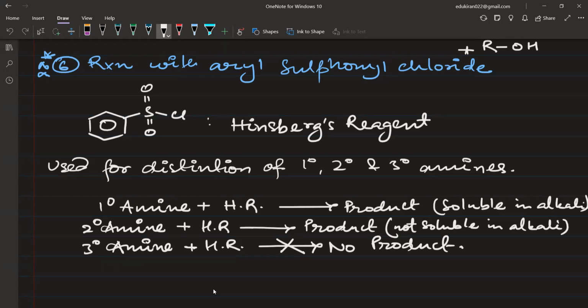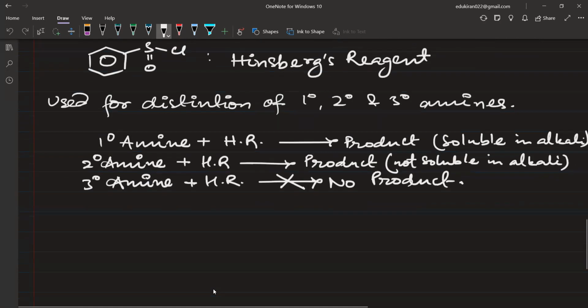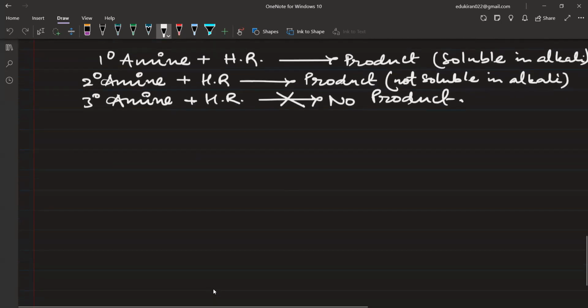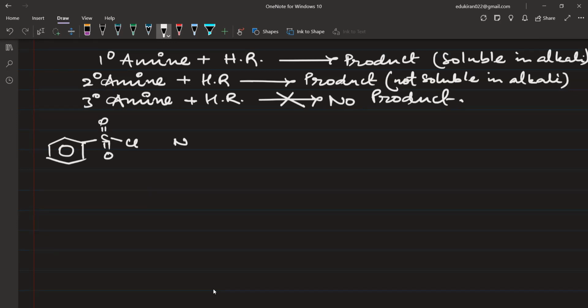First of all, see how the distinction will happen. One is soluble in alkali and one is not soluble in alkali. What is the difference between 1 degree, 2 degree, and 3 degree? The main difference here is 1 degree has 2 hydrogens, 2 degree has 1 hydrogen, 3 degree has 0 hydrogen. That means for the reaction to happen, we should have at least 1 hydrogen attached to the nitrogen. So if you have 1 degree amine, the reaction will be something like this: the benzene ring with sulfonyl, S double bond O, and chlorine. Then you will have nitrogen with 2 hydrogens, 1 hydrogen here, 1 hydrogen here, and let us suppose you have an R group. This is a 1 degree amine, right?